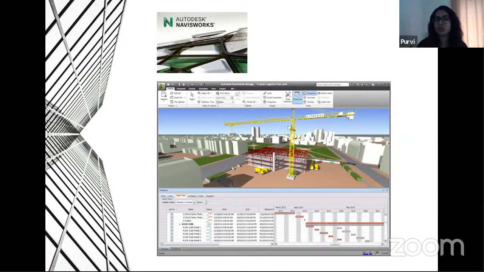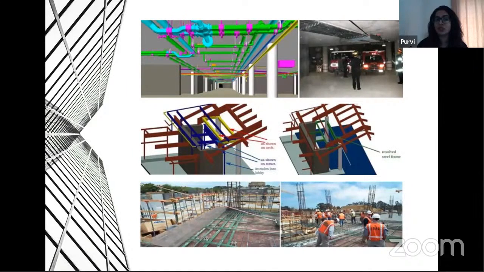This is one of the projects where at the bottom you can see the site photographs, and on the top left-hand side you can see the Navisworks walkthrough. So you can actually give different colors to different pipelines, so that when there is a clash, the clash report will show you the colors as well. So it is easier for you to identify what is clashing with what.